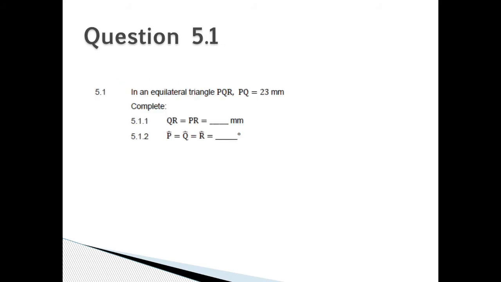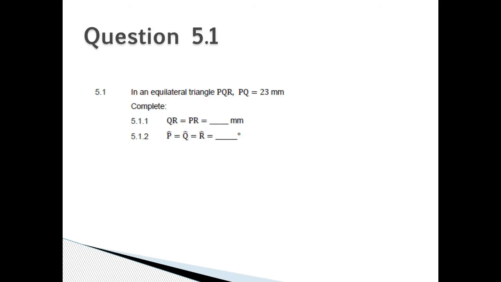Question 5.1. In an equilateral triangle PQR, PQ is equal to 23 millimeters. Complete the following. 5.1.1. QR is equal to PR, which is equal to how many millimeters?